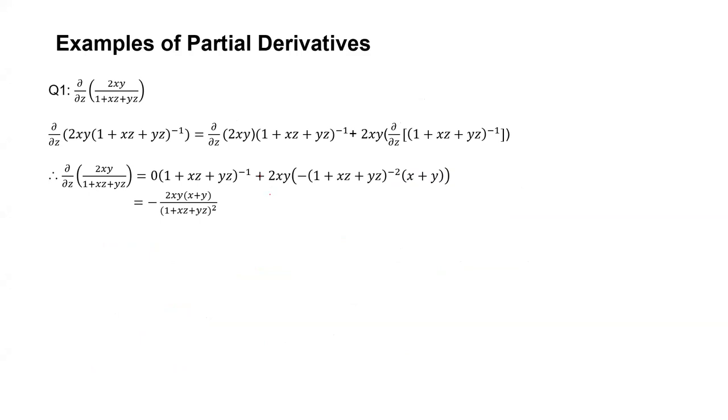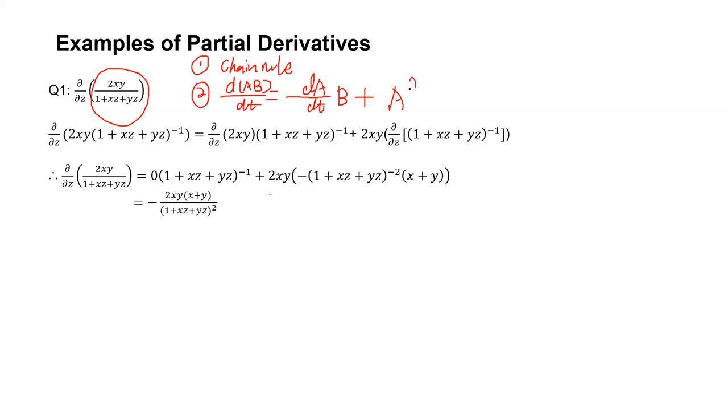Okay, last I want to talk about two examples of partial derivatives. The first one is listed here. We want to take the partial derivative with respect to z. The two tools for this are, first, the chain rule, and the second is this one. We first differentiate with respect to A, and then differentiate B with respect to T. Using these two rules, we can get the answers.